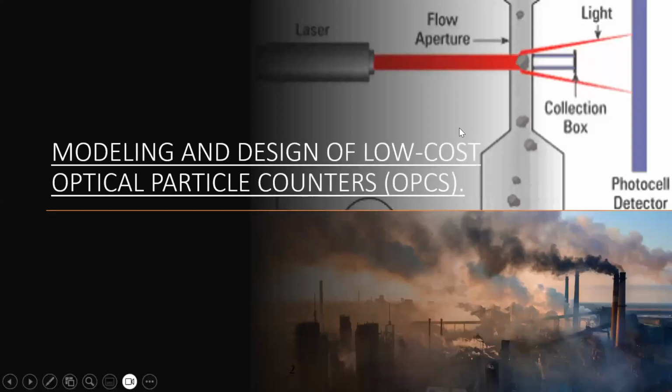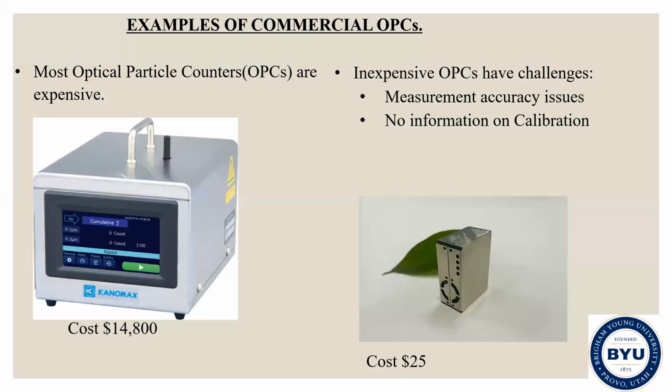For my research that I am working on right now, I am modeling and designing low-cost optical particle counters. In short, I'll be calling them OPCs. I'll just talk a little bit about what these instruments are. OPCs are sensors or instruments that are used to measure particulate matter in air. They come in various forms and various makeups and various prices. As you can see, some really cost that high and some are very low.